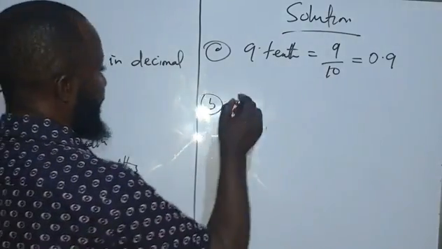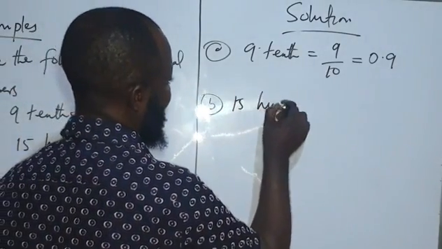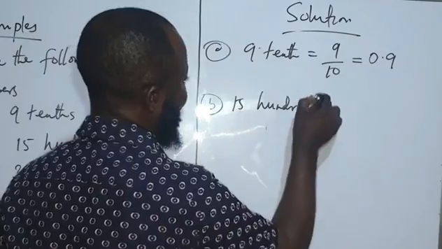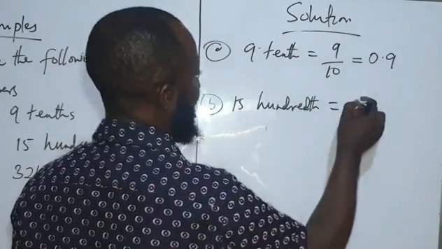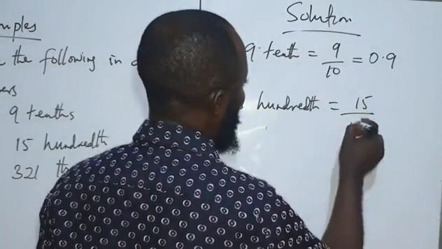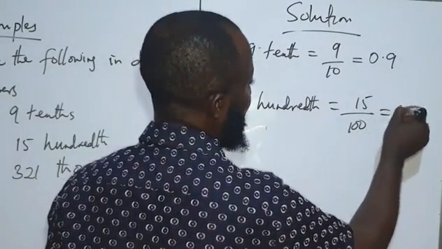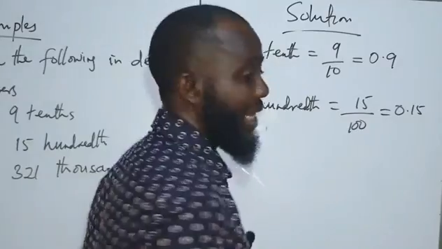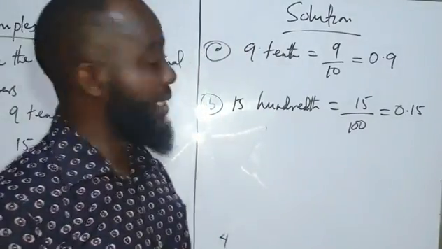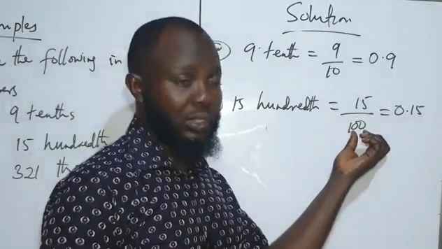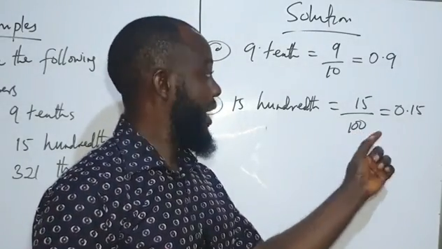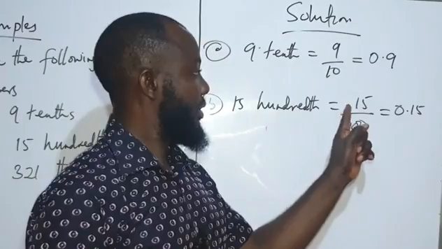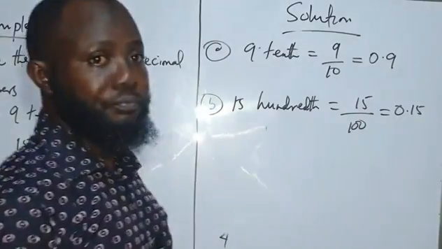The second one, 15 hundredths. So we want to write 15 divided by what? 100. Which will give us 0.15. That is, we must have 2 digits after the decimal point. That's what these 2 zeros mean. You must have 2 digits after the decimal point. So that will be 0.15.